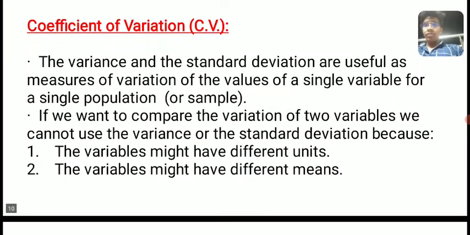So next, coming to our main topic, coefficient of variation. What is the coefficient of variation? Coefficient of variation is nothing but the ratio of the standard deviation to the mean. The variance and the standard deviation are useful as measures of variation of the values of a single variable for a single population. If you want to compare the variation of two variables, we cannot use the variance or the standard deviation, because the variables might have different units and different means.